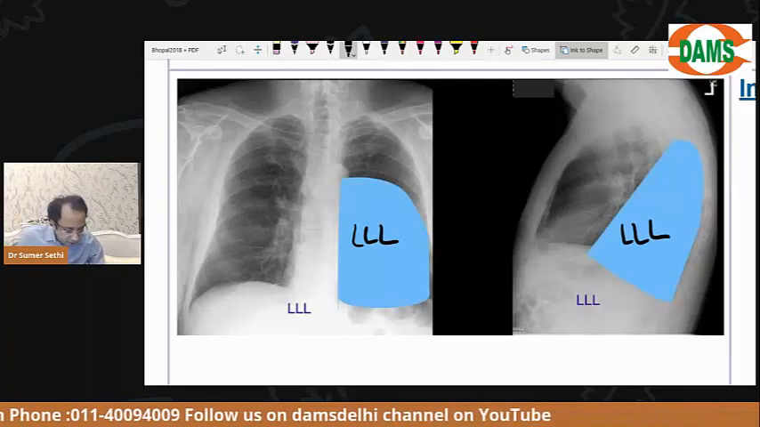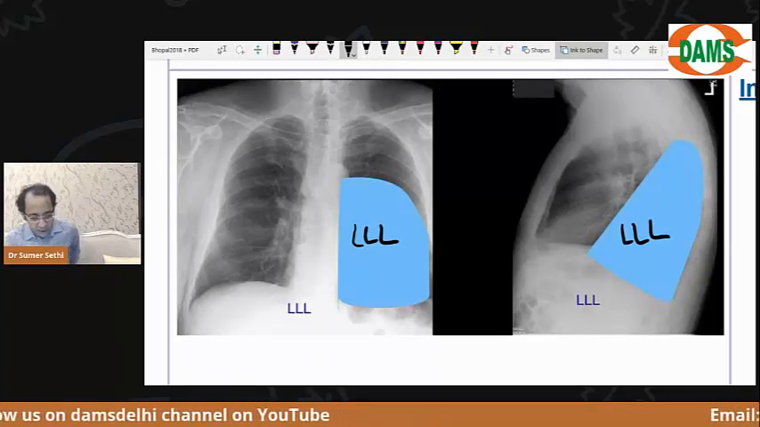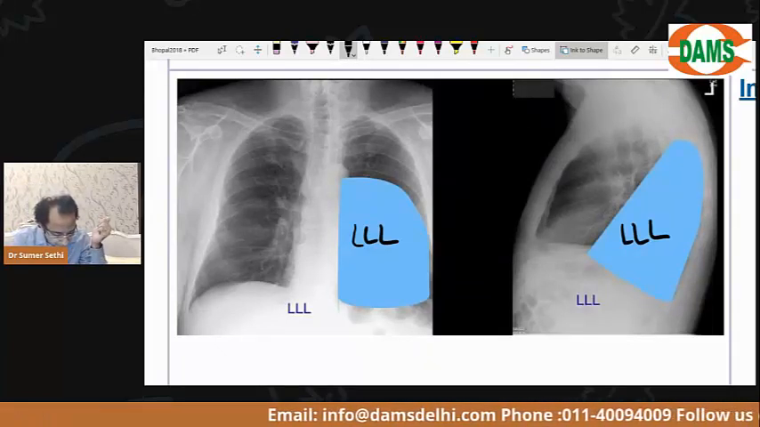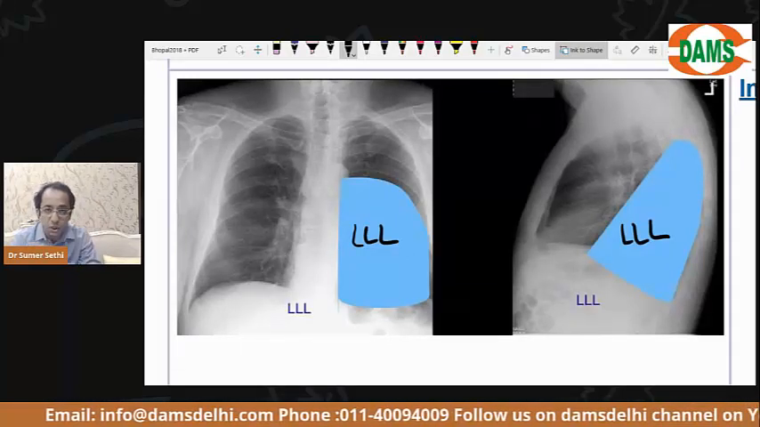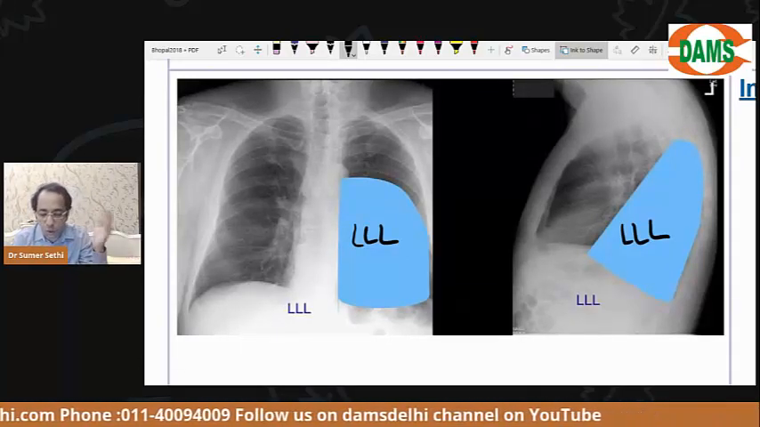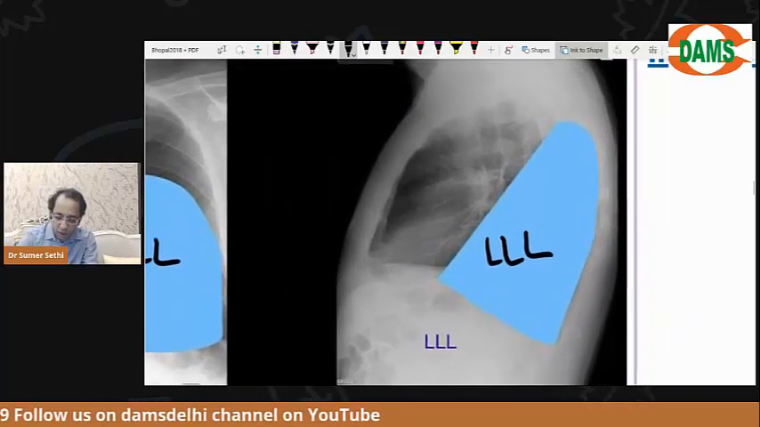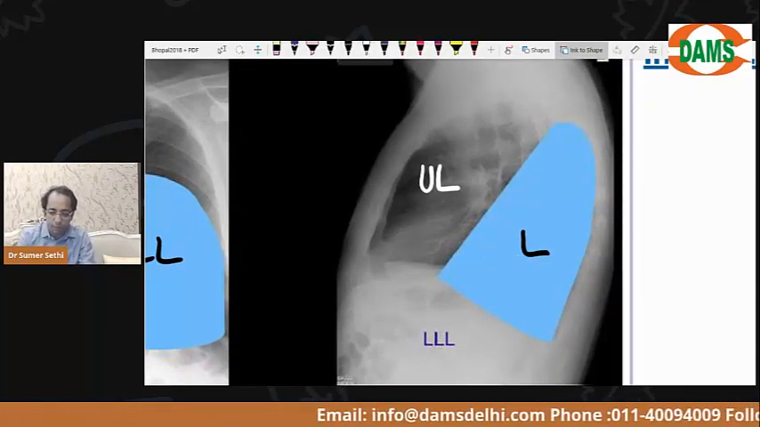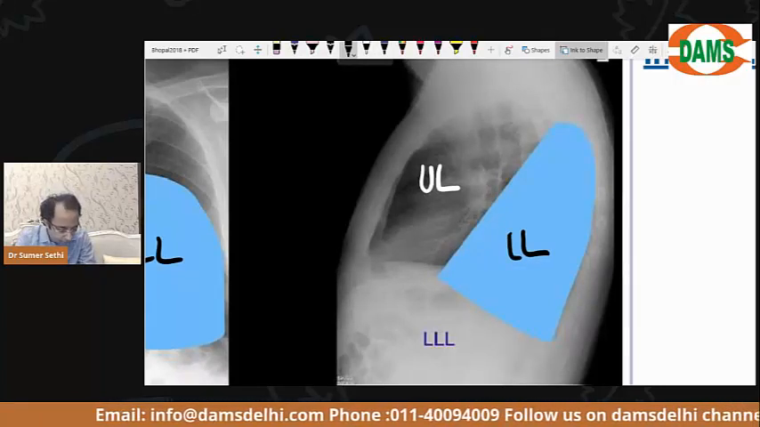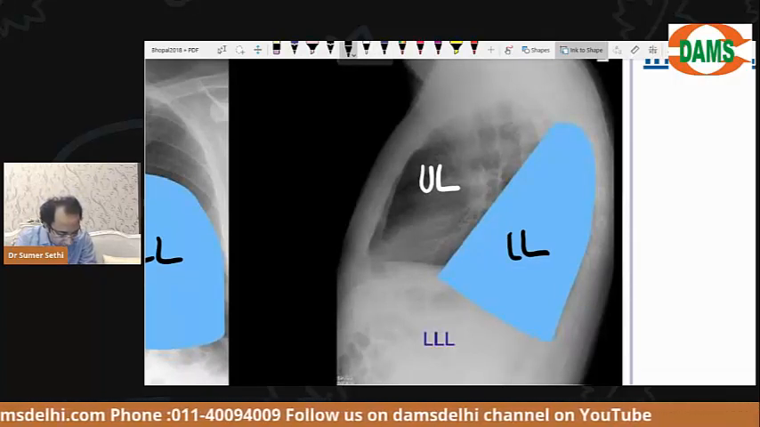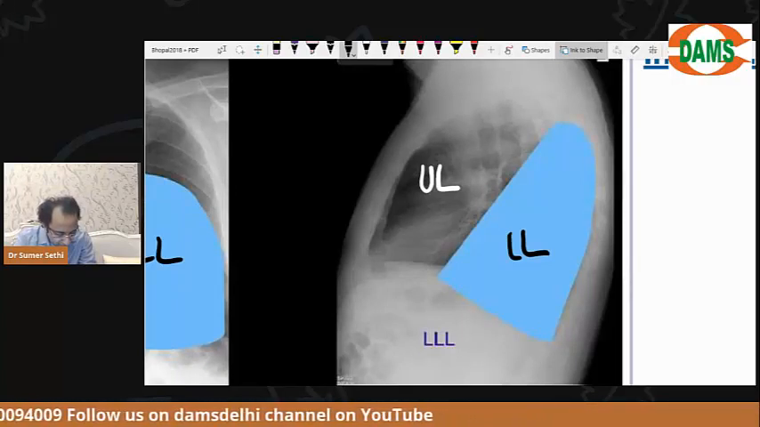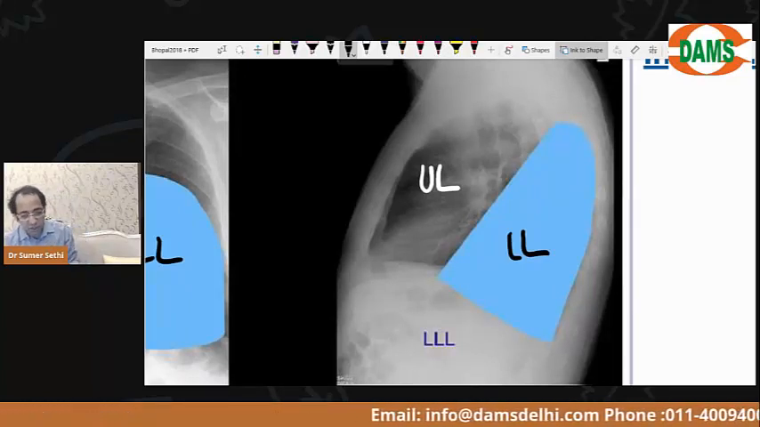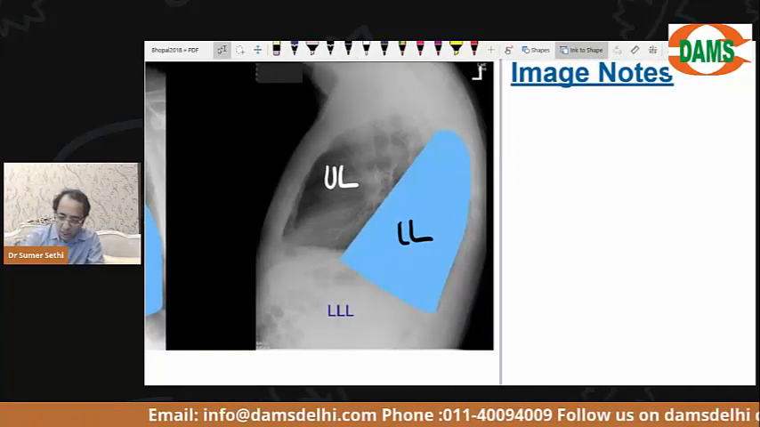My question is, any of you can answer, where is the left middle lobe? Left middle lobe कहाँ है? होता ही नहीं. So there is no horizontal fissure, there is no middle lobe, only upper lobe and lower lobe. So actually speaking, if you look at this X-ray, this is your upper lobe, this is your lower lobe. Are you clear? On the left side, you don't have a middle lobe, you have upper lobe, oblique fissure, lower lobe. Okay, so let me ask you a question.